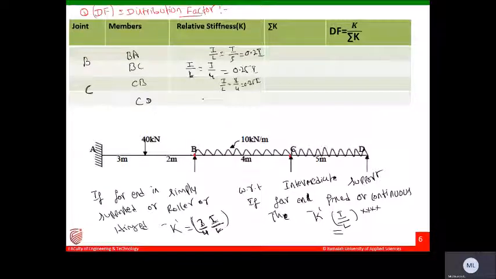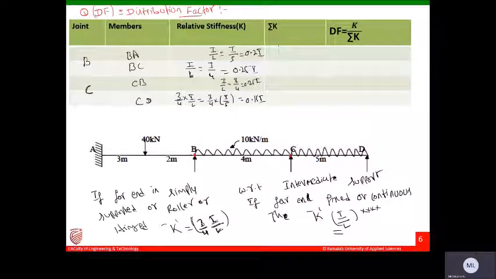Then with respect to CD, D is simply supported, so the relative stiffness will be 3/4 of I by L. L is 5, so 3/4 of I by L will be 0.15 I. Okay guys, so this is how we need to do it.